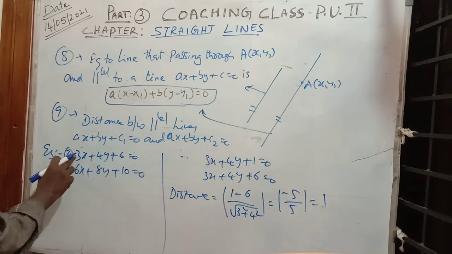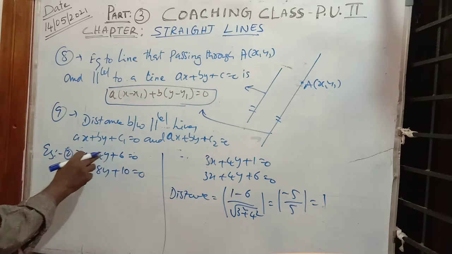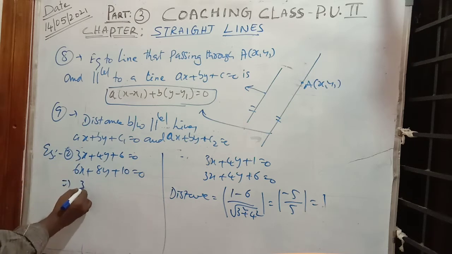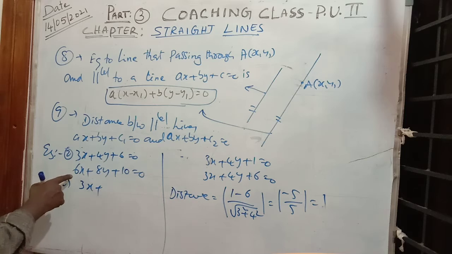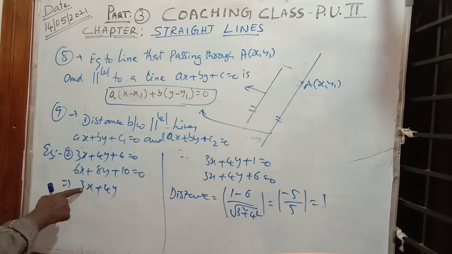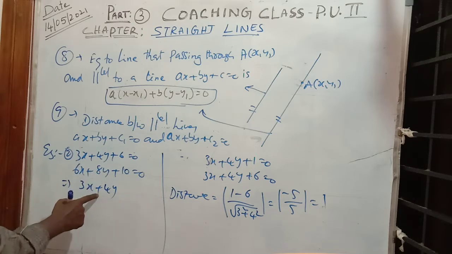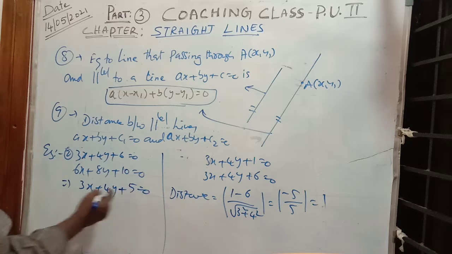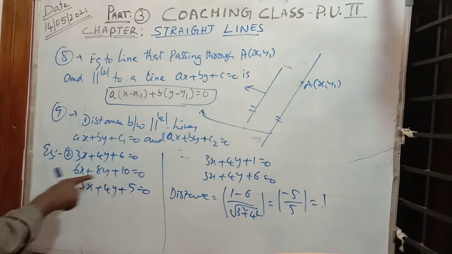But here, the distance, 10 minus 6 by root of a square plus b square, that is 3 square plus 4 square, is wrong. First of all, we have to change this one. So we are dividing with 2 now. 6x by 2 is 3x, 8y by 2 is 4y, 10 by 2 is 5. Now this is the line. I am dividing with 2.